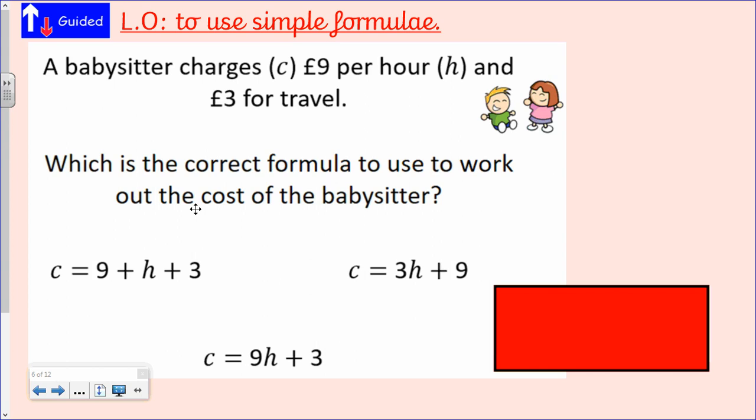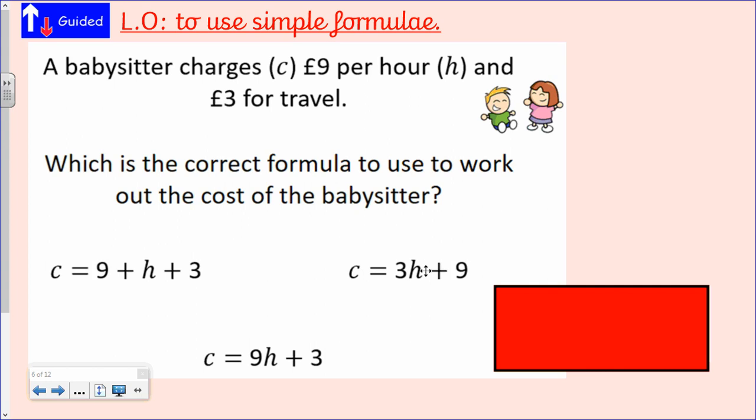So how much she can charge. So we'll have a look at all 3. So we've got C equals 9, add H, add 3. So that's £9, add the number of hours, add 3. That's not going to get us £9 per hour. This 9 add H won't work.